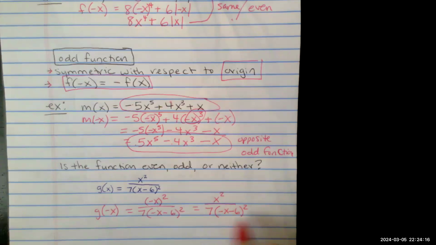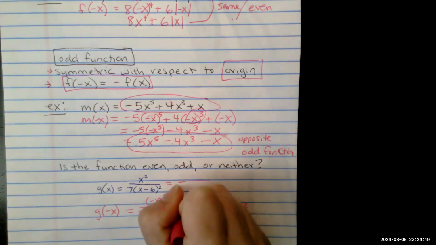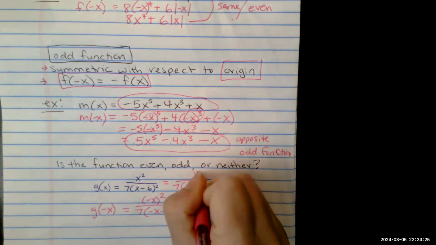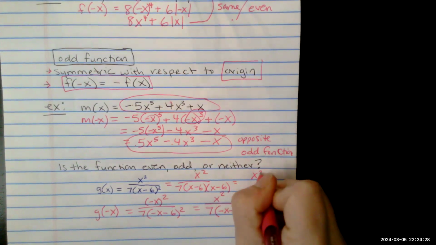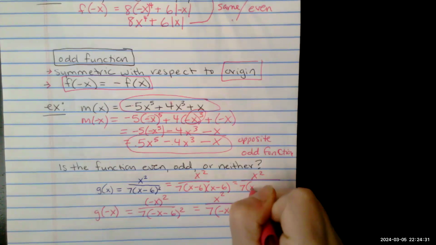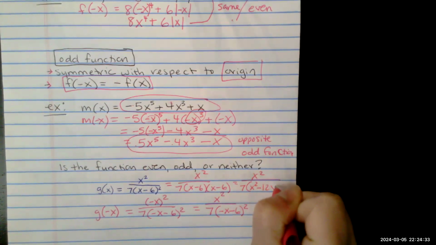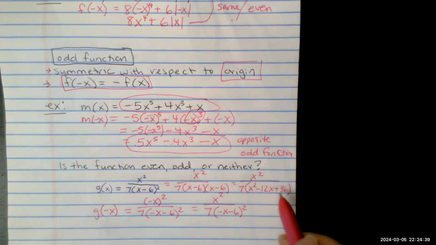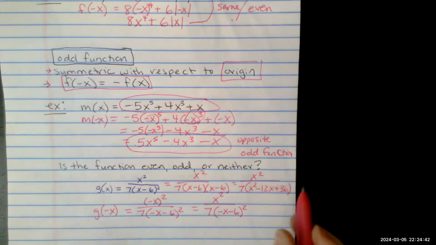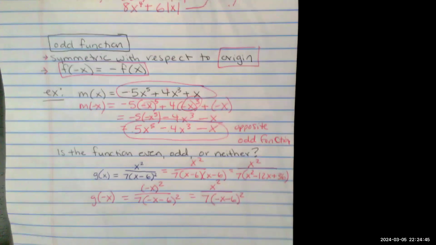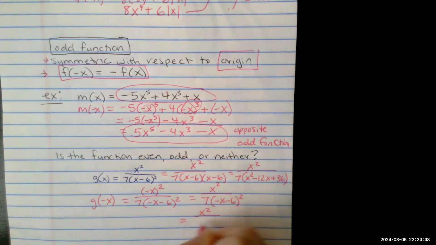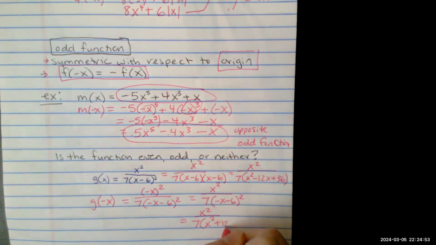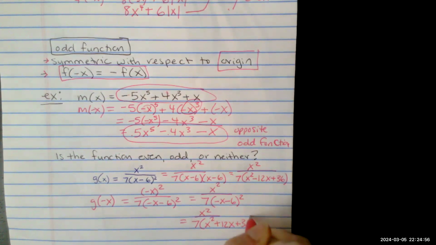I guess let's reduce this a little bit so we can really see what's happening. So on the bottom, we really have this, which means on the bottom, we really have 7 times x squared minus 12x plus 36. And so I could distribute the 7, but it wouldn't change the signs because the signs are all I really care about. So on this one, if I did the same thing, I would get x squared plus 12x plus 36.